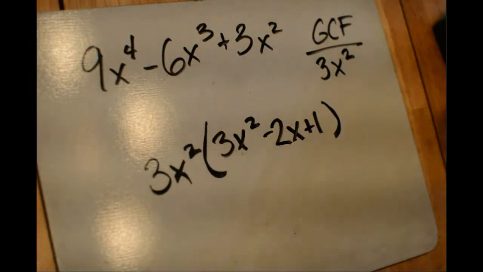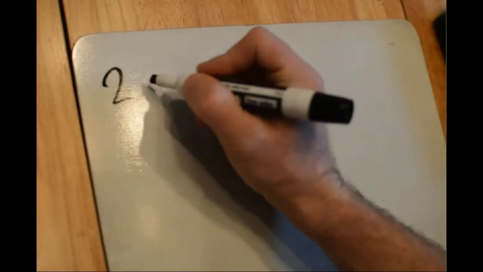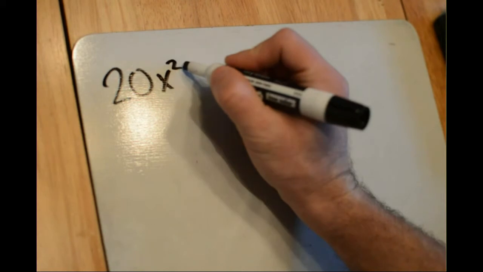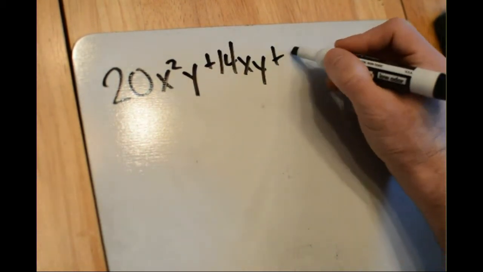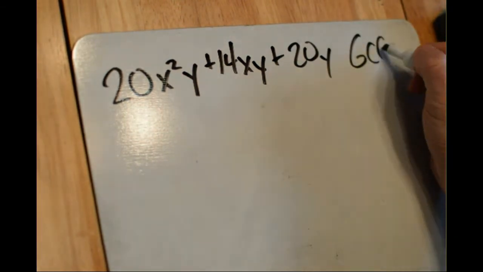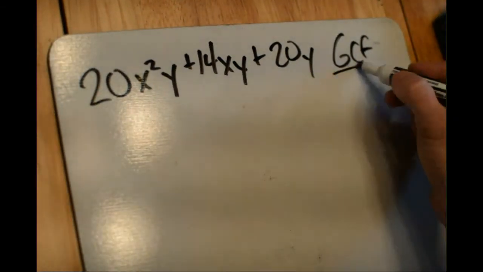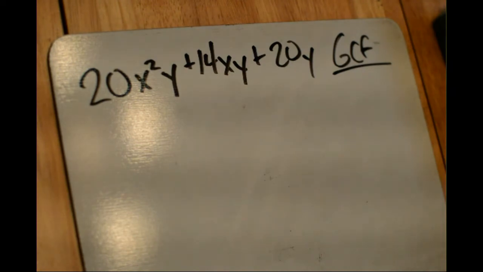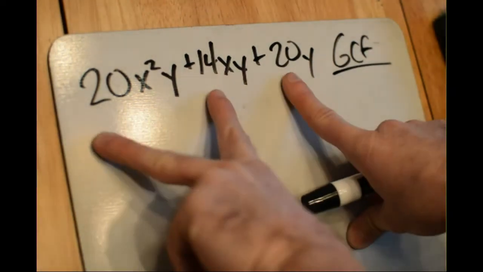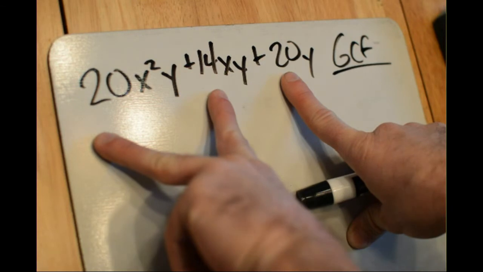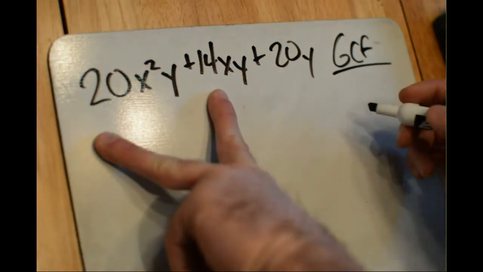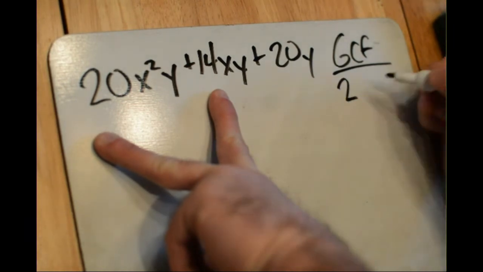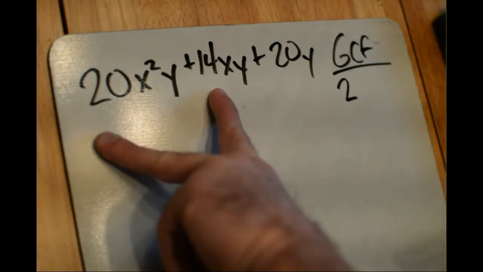Let's take a look at one more that involves more than one variable within the polynomial. So let's say 20x squared y plus 14xy plus 20y. What I want to do is factor out the greatest common factor from that polynomial. So looking at all 3 of these coefficients, I can see that 2 divides each of them evenly, and that's the largest number that will divide each of them. So 2 is part of my greatest common factor.